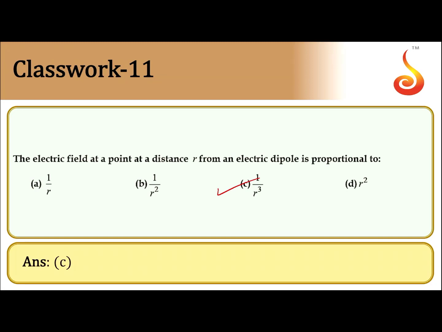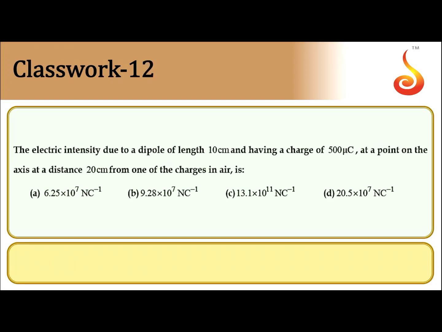C is the correct choice. Example 12. The electric intensity due to a dipole of length 10 centimeter and having a charge of 500 microcoulomb at a point on the axis at a distance of 20 centimeter from one of the charges in air is.